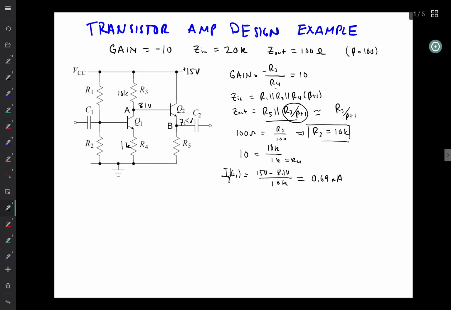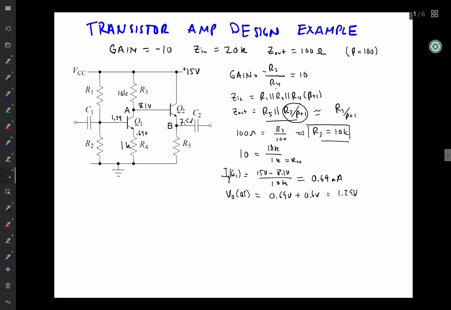0.69 milliamps into a 1K resistor, of course, makes this point here 0.69 volts above ground. And that means that the base of Q1 is going to be 1.29. That is, V of the base of Q1 is going to be equal to 0.69 volts plus 0.6 volts for a VBE drop, and that gives us 1.29 volts. So with this voltage here, that voltage is going to be dropped across this second resistor R2.